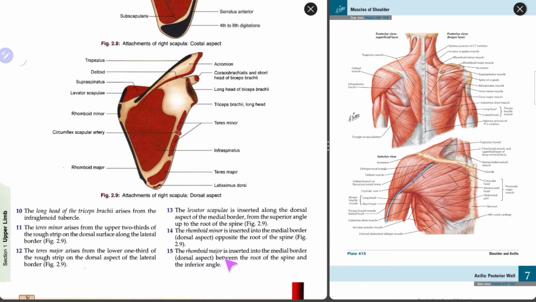Now, the rhomboid major is inserted into the medial border, dorsal aspect, between the root of the spine and the inferior angle. This is the root of the spine and this is the inferior angle. Between this is the insertion of rhomboid major. And you can appreciate this muscle over here. This is rhomboid major muscle. Okay, this is rhomboid minor and this is rhomboid major.